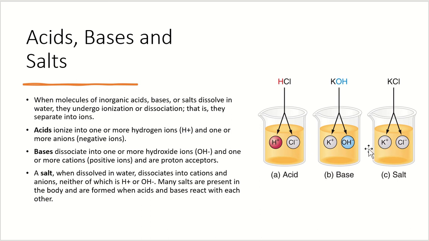It dissociates into its cations, positive potassium in this instance, and its anions, the negative chloride ion, all right? And neither of which is going to be a hydrogen or a hydroxide ion, all right? So it's just breaking down into its components. We're not ending up with any of this hydrogen nonsense, any of this hydroxide nonsense. So many of these salts are going to be present in the body and are therefore going to be formed when acids and bases react with each other, all right?